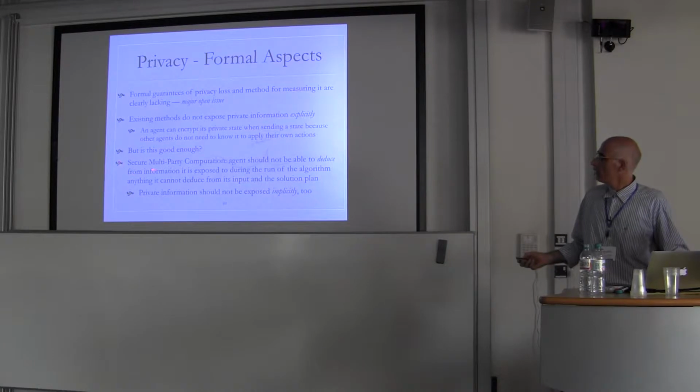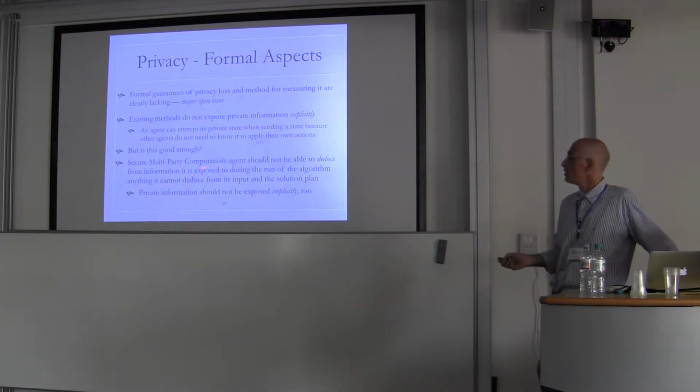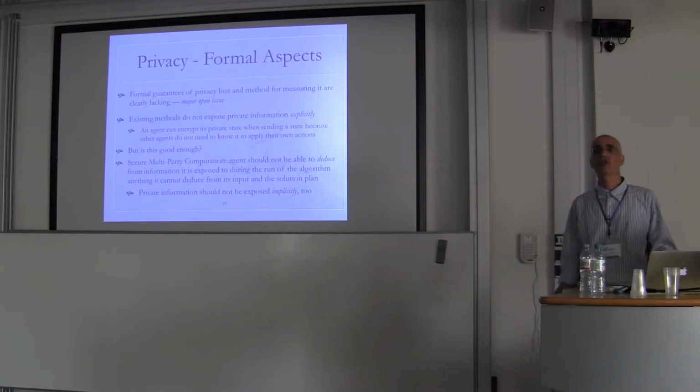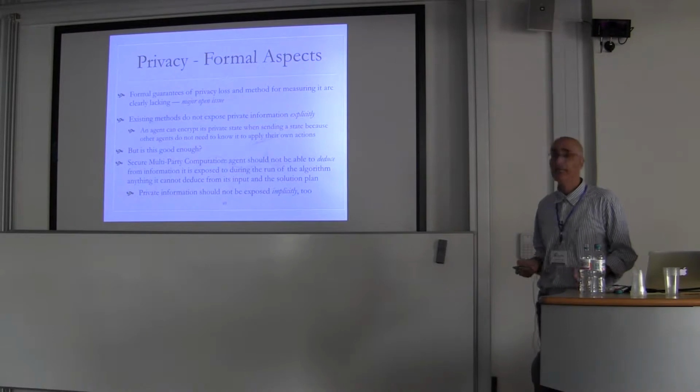Is it good enough? If your baseline is the area of secure multi-party computation, which is the area of cryptography that deals with secure computation, with privacy-preserving computation, then this is what they usually require. They require that an agent should not be able to deduce from information it is exposed to during the run of the algorithm anything it cannot deduce from its input and the solution plan. So in secure multi-party computation, they're concerned with the issue of jointly computing a function. You can think of the function that we're jointly computing as the function that outputs an optimal plan or some plan.